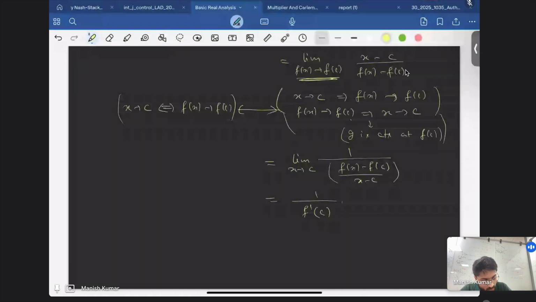G inverse, in the bracket, sir. Yes, in the bracket. So here I am saying, you have used correct, g is continuous at f of c. Sir, how did you get x tends to c when f of x tends to f of c? Okay, I erased it, so let me rewrite it again. Here this says that g of f of x goes to g of f of c. And what is your g of f? It's identity, right? So this tells you that x goes to c. Yes, yes. Okay.